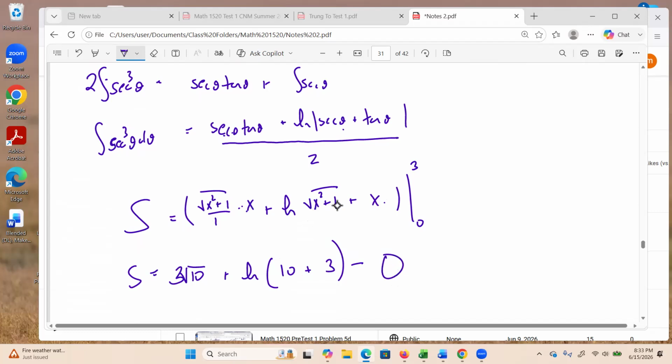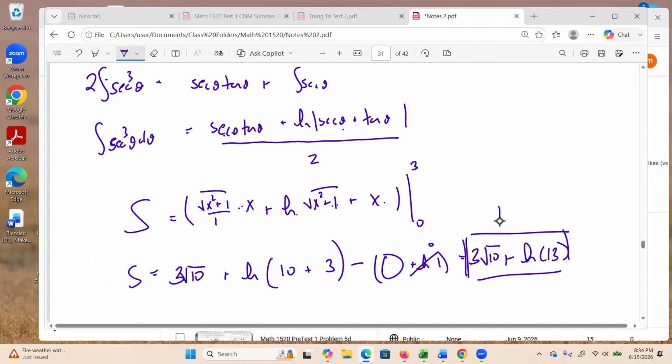We plug in 0 here, we get 0 squared plus 1, so we have the natural log of 1, which is 0. So here we have 3 root 10, plus the natural log of 13. I'm sure that's a delightful number. I don't really care what that is. But if you're going to put it in a calculator, which is fine because this is not as aesthetically pleasing as I would have liked, we can plug that in the calculator and get a nice answer for it. And then we can go ahead and say that's going to be our answer.